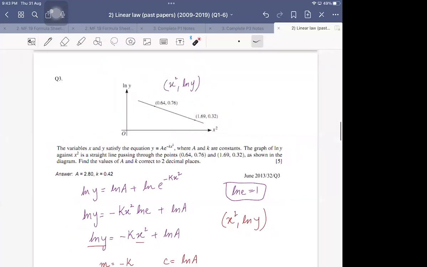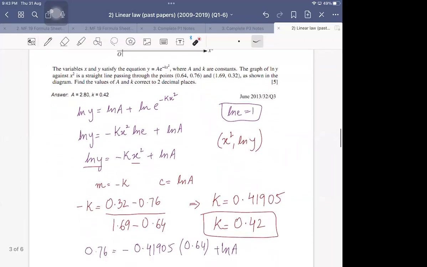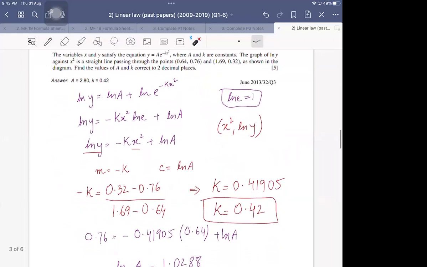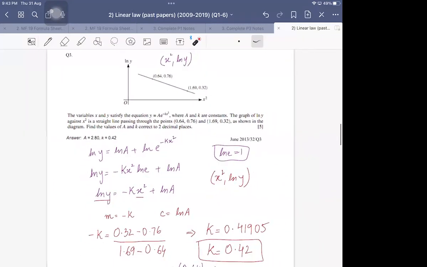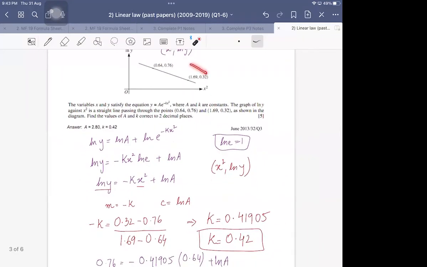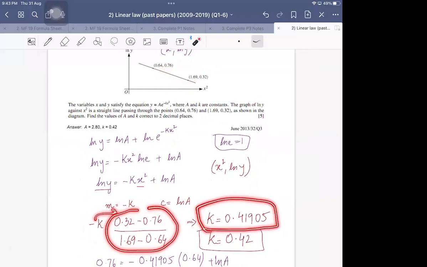So if we find the gradient equate to negative k, then that will give us the value of k very quickly. So this is what I have done over here. 0.32 minus 0.76 divided by 1.69 minus 0.64. I have found the gradient of the straight line using the two given coordinates. And then I've equated the gradient to negative k. So I'll get a negative value. I'll multiply it by a negative sign, and the value of k that I'll get is k equals to 0.41905.